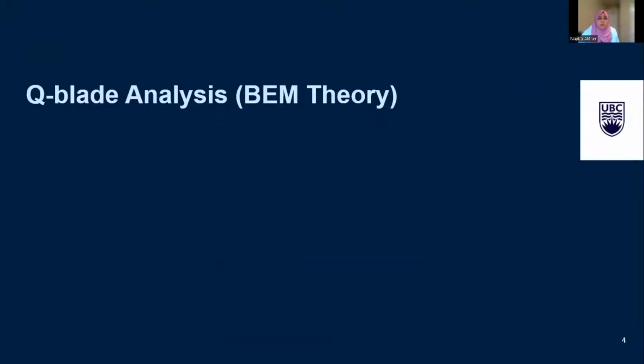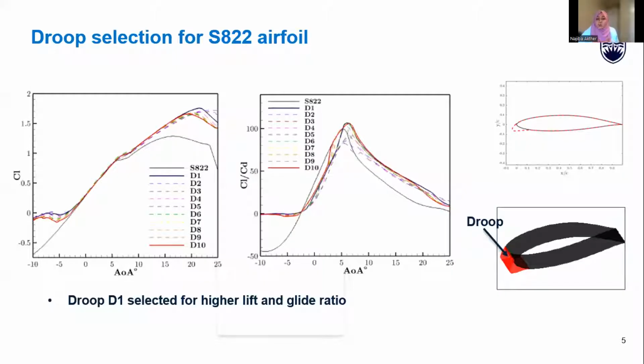So for our research work, we proceed with first. We have 10 different droop prototypes, which were analyzed using the Cubelet software. Here we can see the droop configuration D1 was selected for its higher lift and higher glide ratio. And here is a visualization of the 2D airfoil with droop and the 3D airfoil with droop configuration attached here in red.